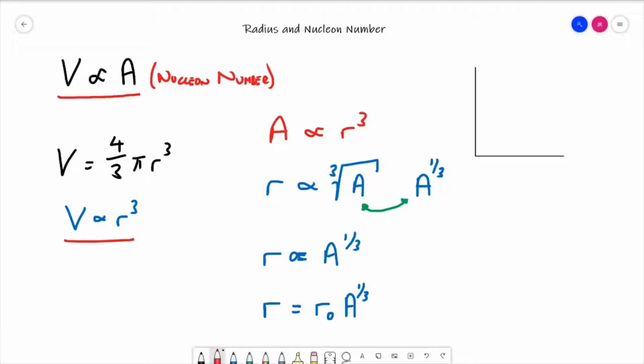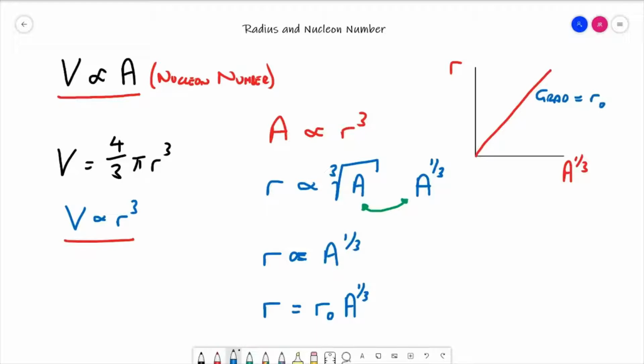Now from a basic graphical point of view, if we were to plot the nuclear radius on the y-axis of a graph and the cube root of the nucleon number on the x-axis, then we would end up with a straight line through the origin, and we can see from the equation that the gradient of that line would give us R0.